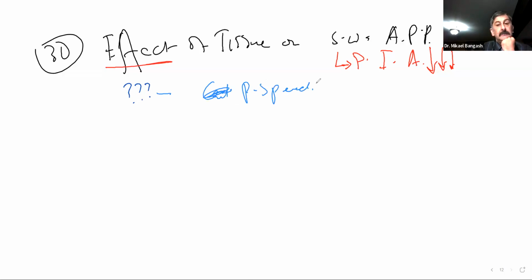What's going to be the effect of the tissue on the sound wave's propagation speed? Whether it's solid, liquid, or gas depends on it. So the nature of the tissue will set the speed of the sound wave.